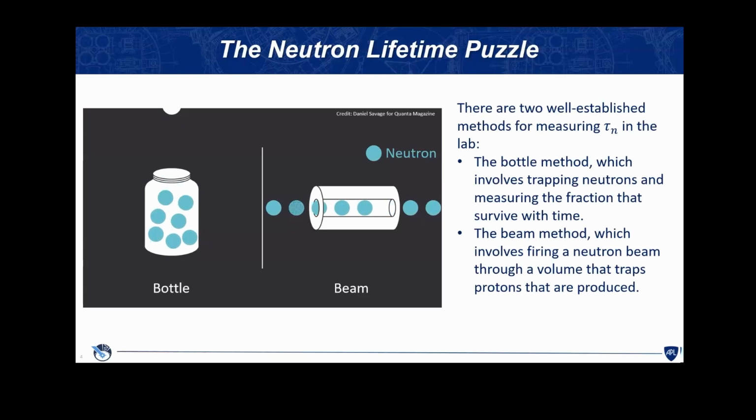The other technique is the beam measurement, and that involves passing a cold neutron beam through a volume in which the protons that are produced are trapped. And then by measuring the rate of production of protons and the absolute fluence of the neutron beam, you can calculate the lifetime. Okay, so that's all well and good. We've got 2 measurements. What's the problem? If you go on to the next slide.